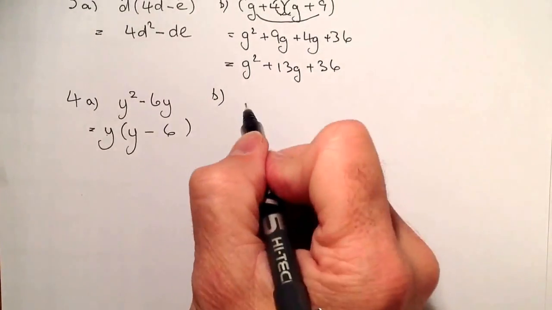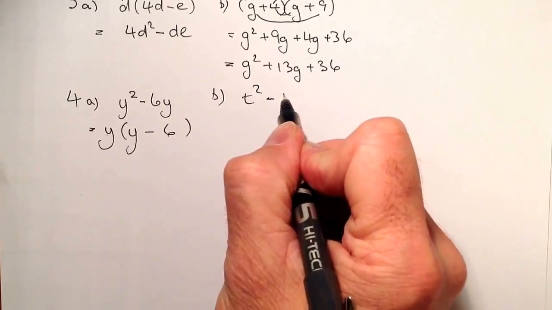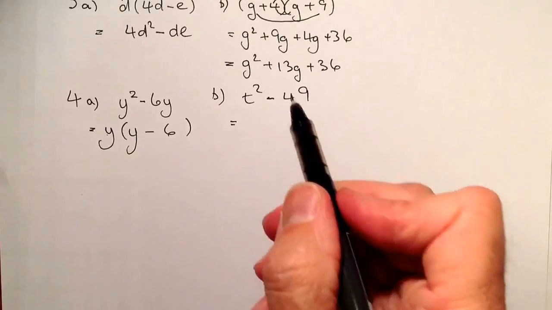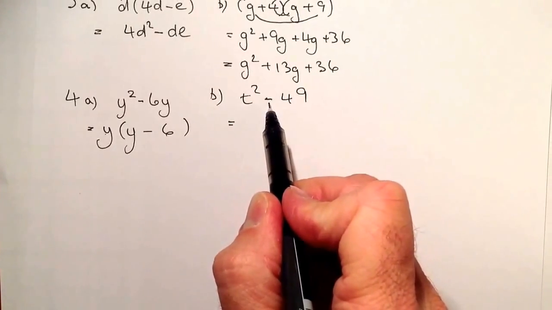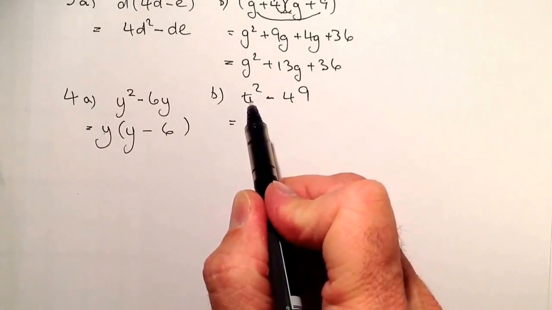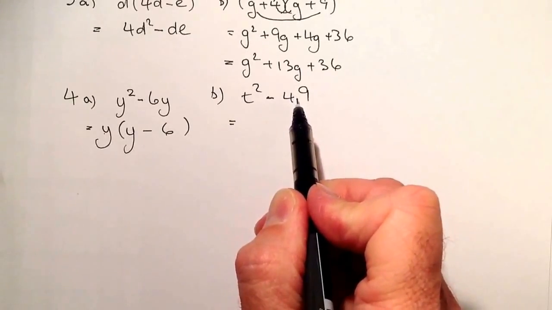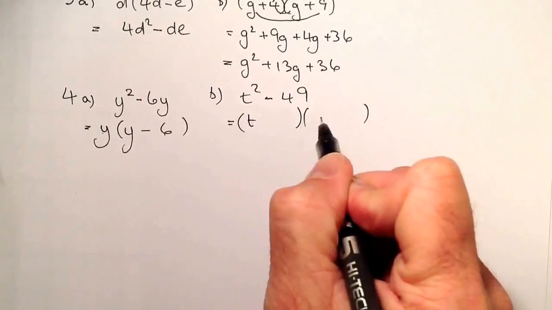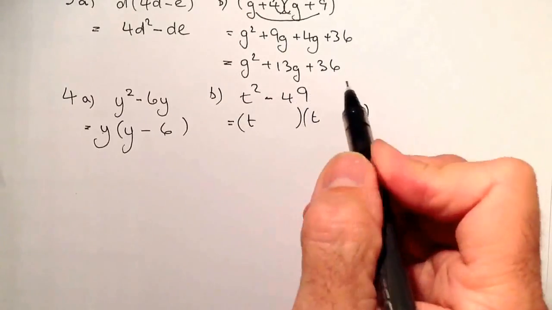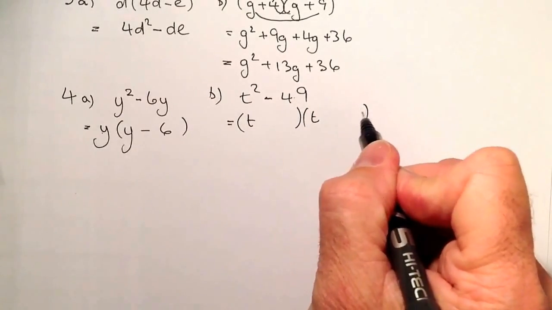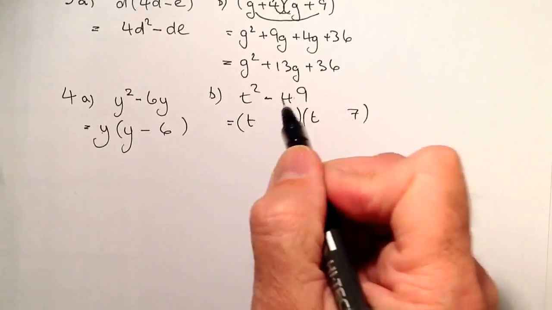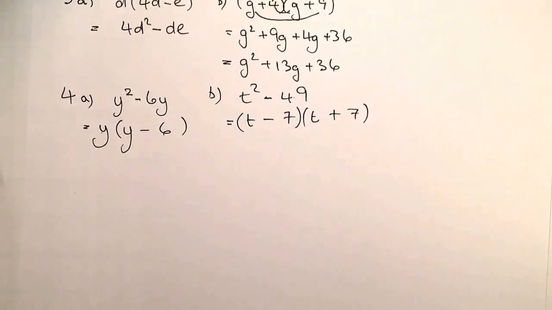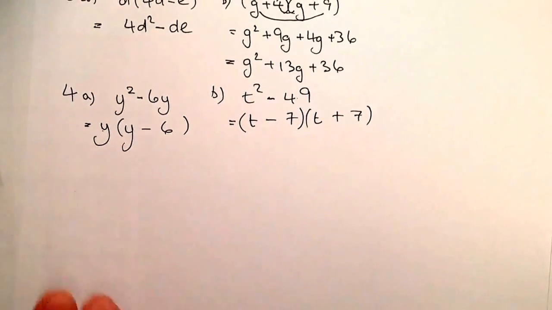For part B, I've got t squared minus 49. This one here looks like a difference of squares. I can see that there's a difference here because I've got a minus sign in between them. That's a squared term, and that's also a squared term as well. So I'm going to put that into two brackets. So I'm going to have t and t, and I'm going to take the square root of the 49, so that should give me a 7 and a 7. And the way it works out, we go for a minus and a plus. That's that completed. I'll go for part C.